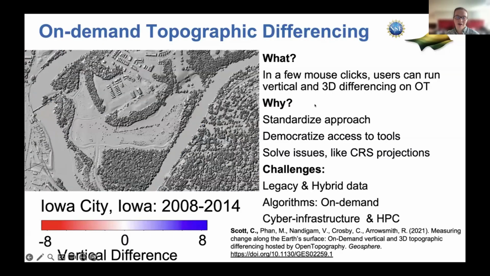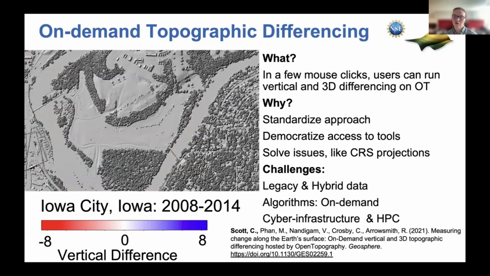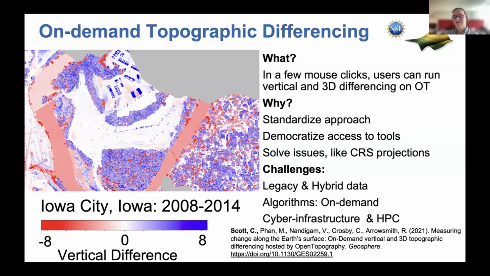We were interested in developing this for several reasons. First, we wanted to standardize an approach for doing this topographic differencing analysis. Second, we wanted to make it easy for people with different expertise to do differencing. And third, we really needed to figure out how to programmatically solve different challenges in getting the data ready for differencing, for example, putting the data in the same coordinate reference system. A coordinate reference system is essentially a fancy term for the type of address that you use to locate the data.